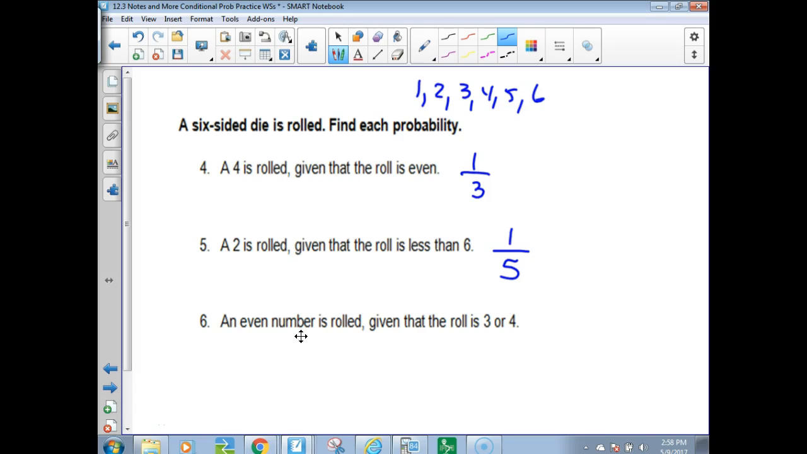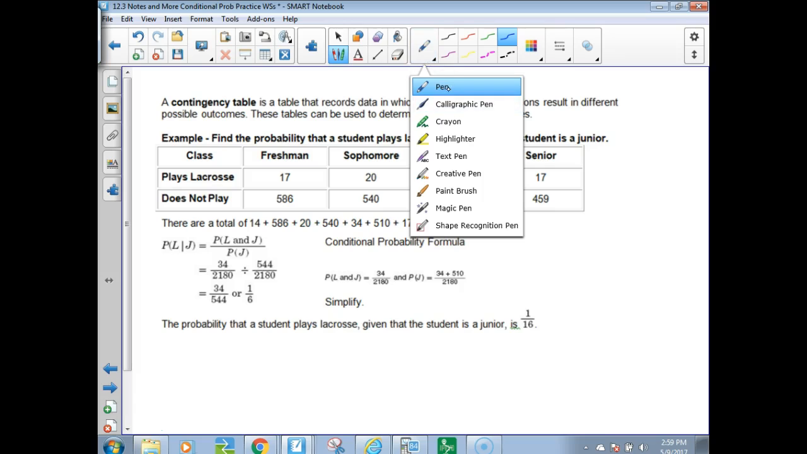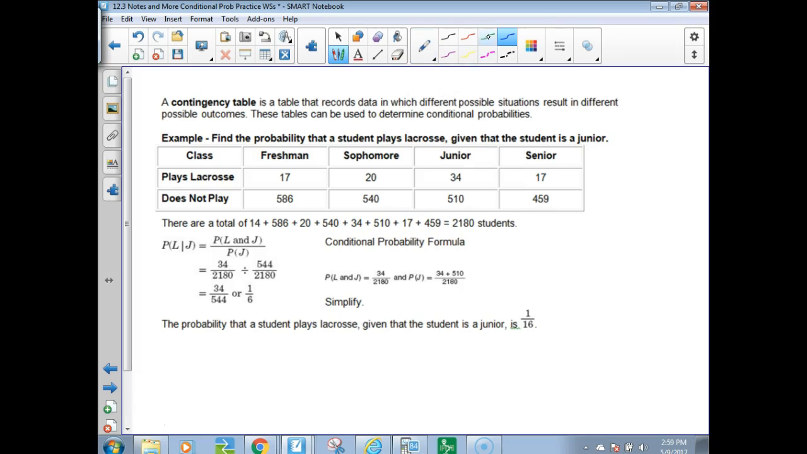Number 6, probability that an even number is rolled, given that the roll is a 3 or a 4. I'll let you get that one, Jada. Come on. Probability that it's even if it's got to be a 3 or a 4. 1 out of, you only have 2 choices. 1 out of 2. Sorry, I didn't mean to put you on the spot. Okay, now you are flipping the page.